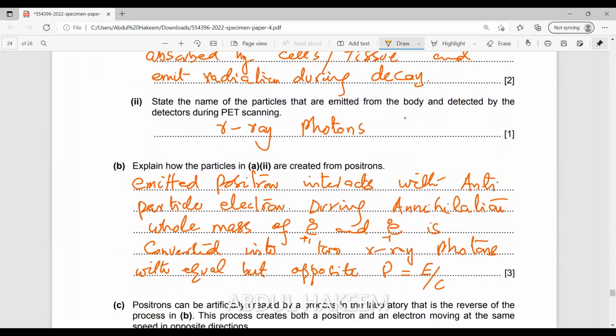Explain how the particles in A2 are created from the positron. The emitted positron interacts with the anti-particle electron during the annihilation process. The whole of their mass is converted into gamma ray photons with equal but opposite momentum. P is equal to E by C.